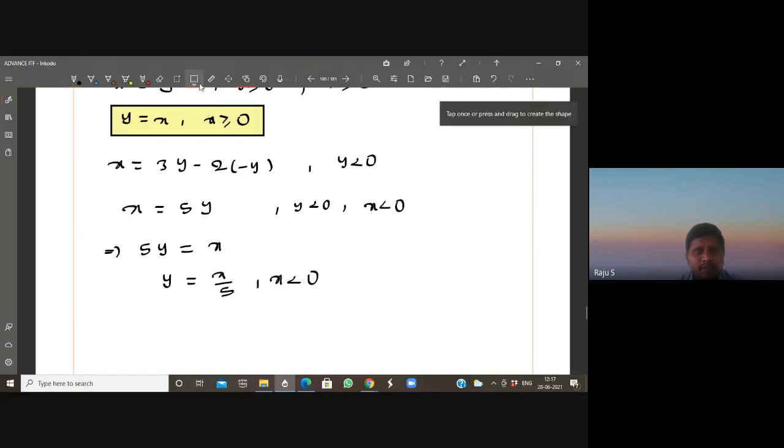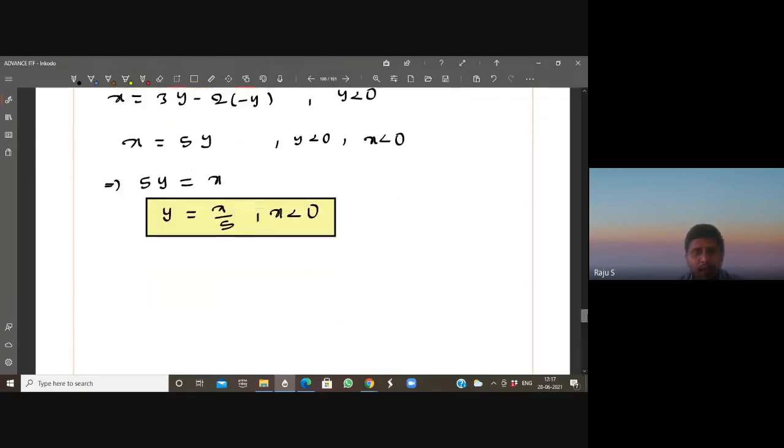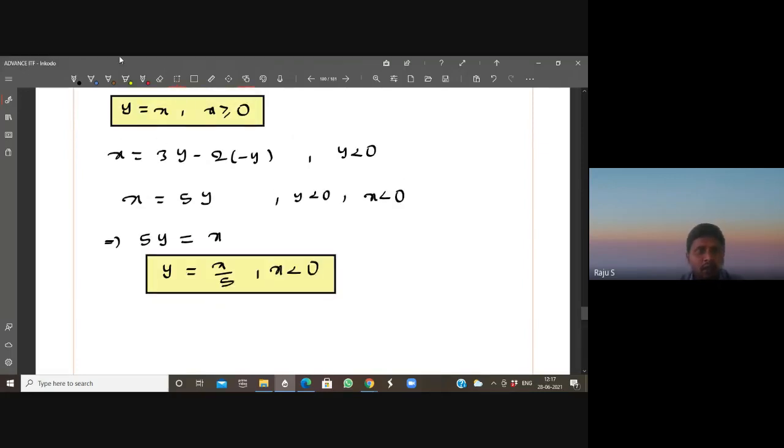This is another condition. I want to form a function here. So what is the function we can write now? y is equal to, there are two cases. One is x value when x is greater than or equal to 0, and x by 5 value when x is lesser than 0.